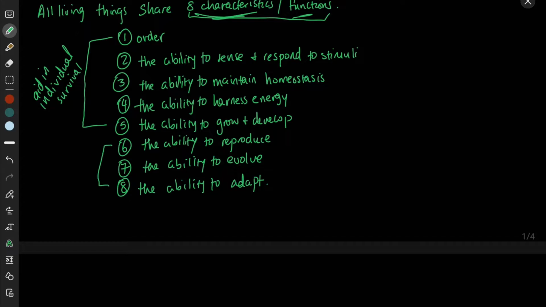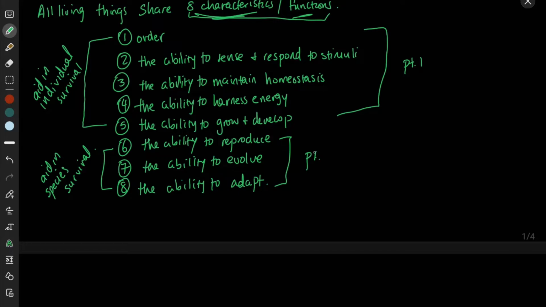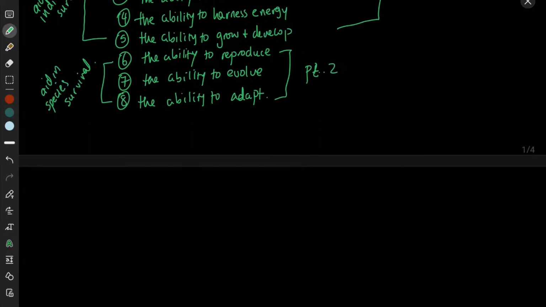Whereas these 3 characteristics aid in species survival. That's how we'll organize part 1 and part 2 of lecture 1. In this video, we'll cover the first 5 of the characteristics that all living things share, and then we'll talk about the remaining 3 in part 2. Let's get started with the first 5.